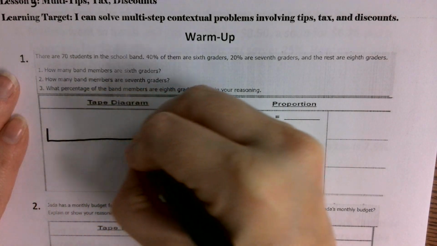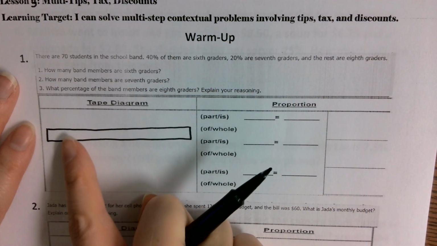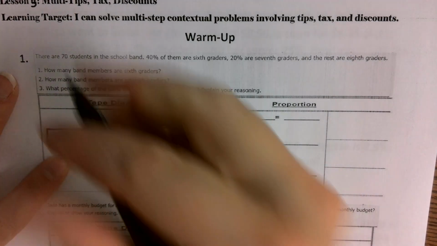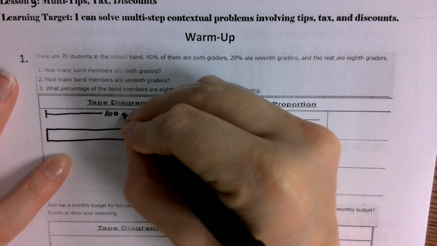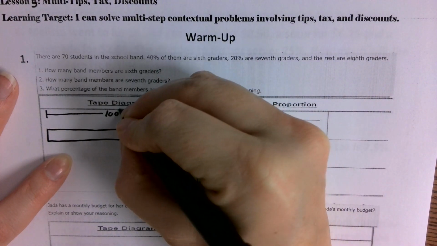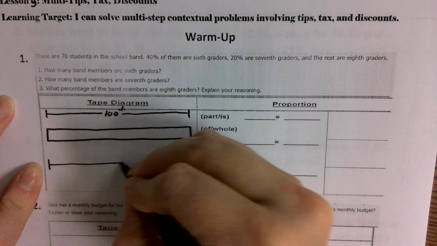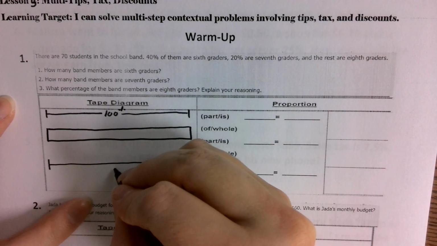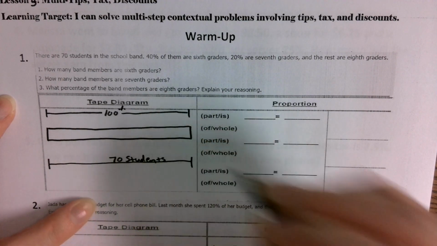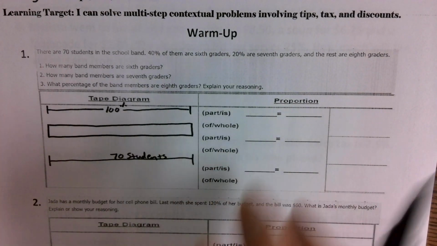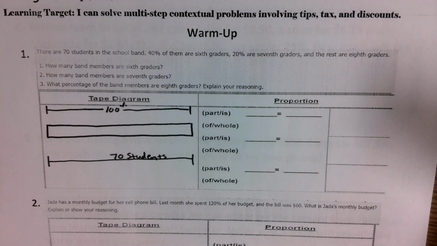So the tape diagram needs to be able to show a representation of 100%. So that means all this information from here to the very end is considered to be 100%. It also needs to show that all this information from here to the very end is calculating 70 students. Okay, so the tape diagram needs to show 100% as well as 70 students. So it shows a percentage and it shows the number of students.